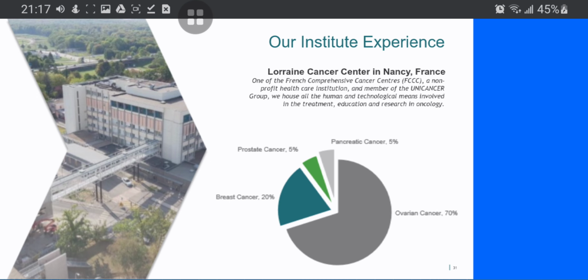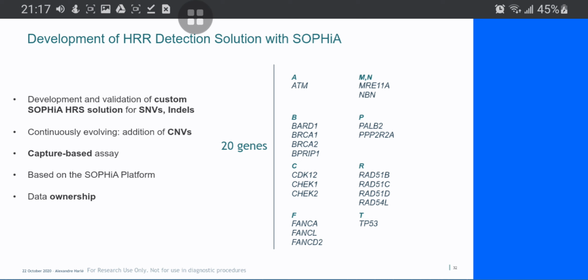So we decided to work with a custom-made SOPHIA HRS solution for SNVs and indels, and this panel has 20 genes, and the 20 genes are on the right. So you have, of course, all the genes involved in HRR, like ATM, BARD1, BRCA1, BRCA2, BRIP1, CDK12, CHEK1, CHEK2, FANCI-A, FANCI-L, FANCI-B2, MRE11A, and then PALB2, and all the RAD51 family, and also RAD54 and TP53, which is quite informative in some cases.